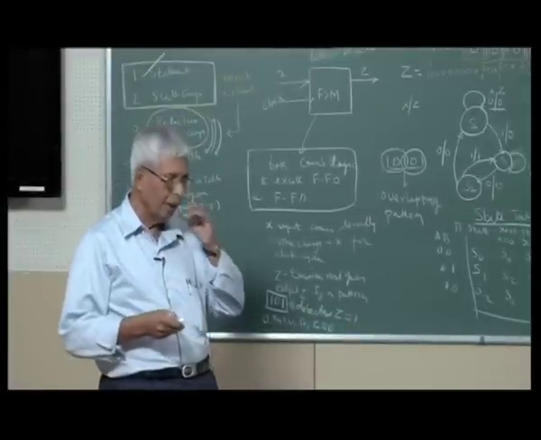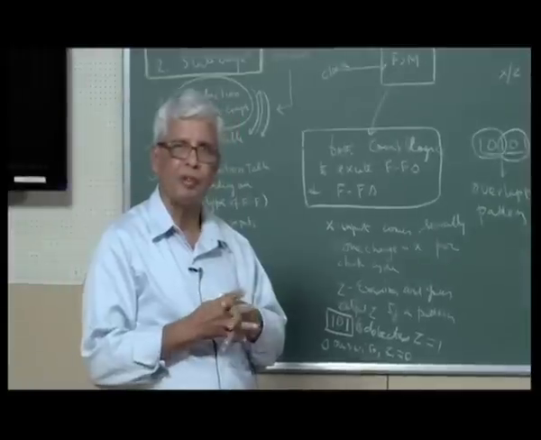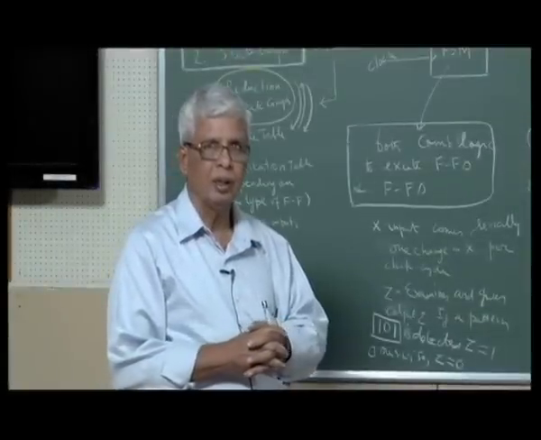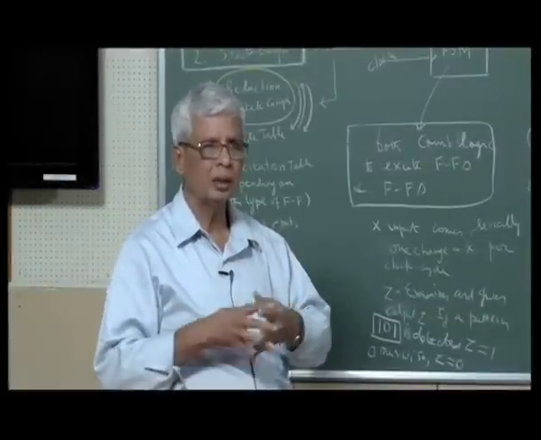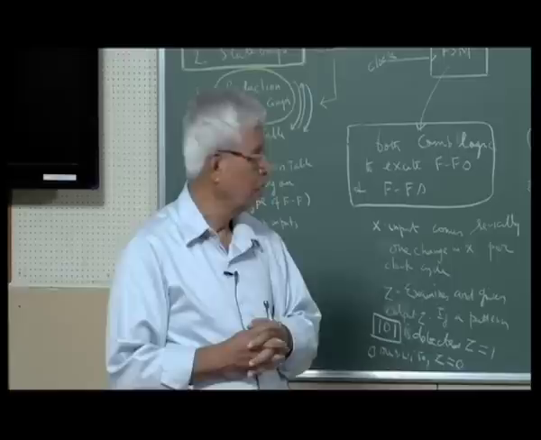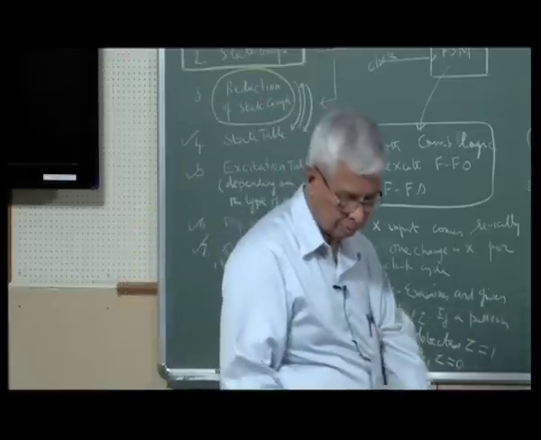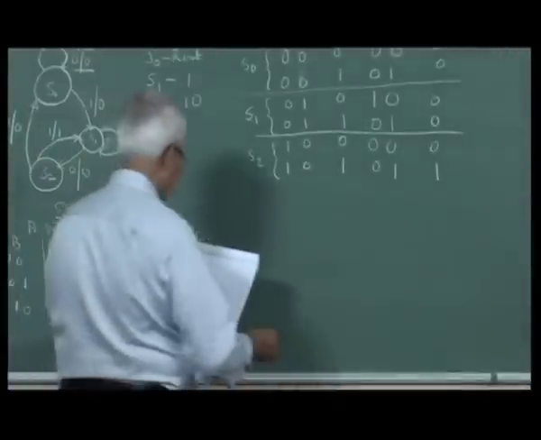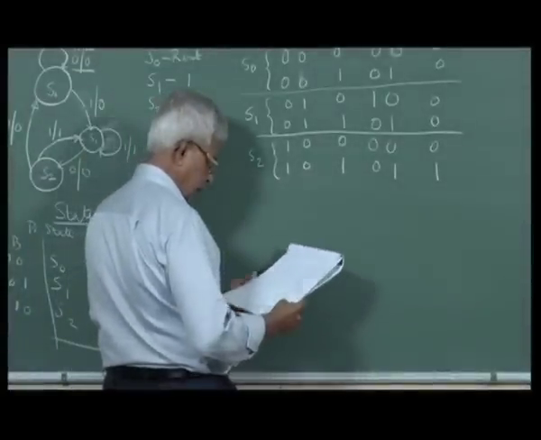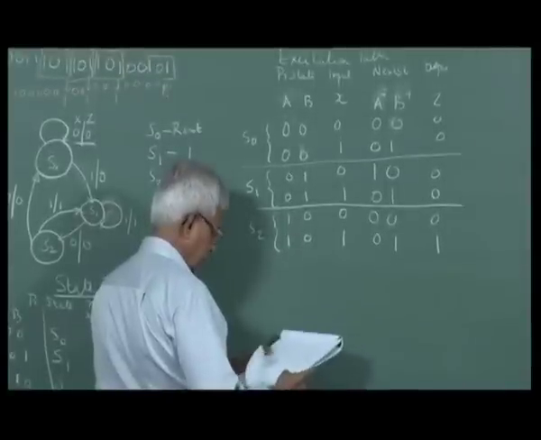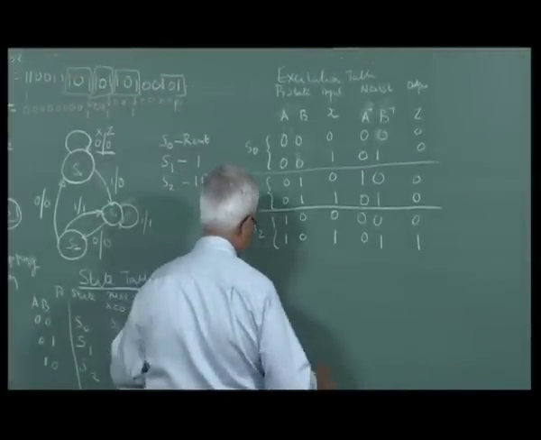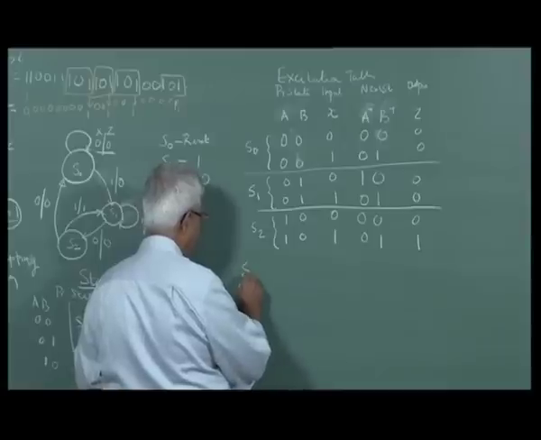Now I can implement this using any type of flip-flop. We know how to do it using T flip-flop. We know how to do it using JK flip-flop. So we will use JK flip-flop. For using JK flip-flop, I need to know the excitation table for JK.